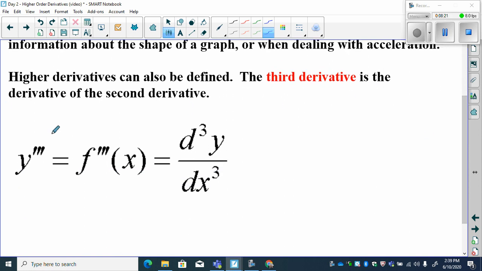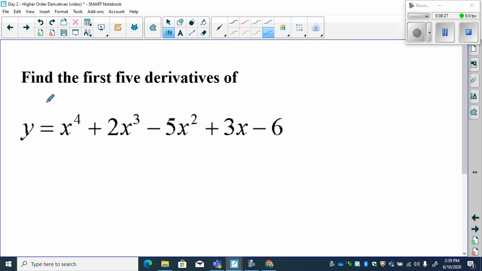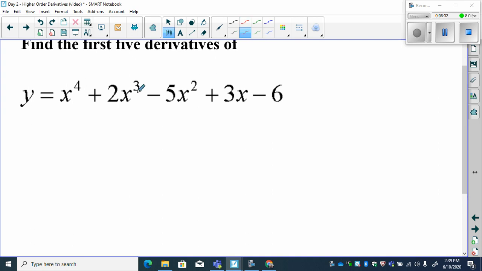Higher derivatives can be found, like the third derivative, which just means find the derivative of the second derivative, and so on. So here's an example where it asks us to find the first 5 derivatives. So I will say y prime is going to equal 4x cubed plus 6x squared minus 10x plus 3. The derivative of the negative 6 would just be a 0.